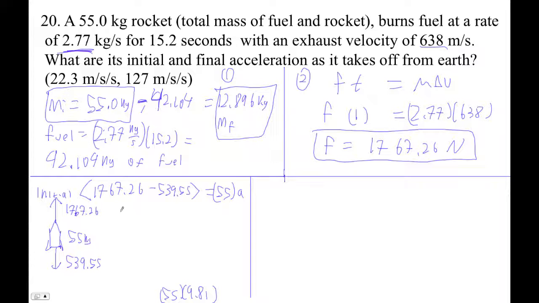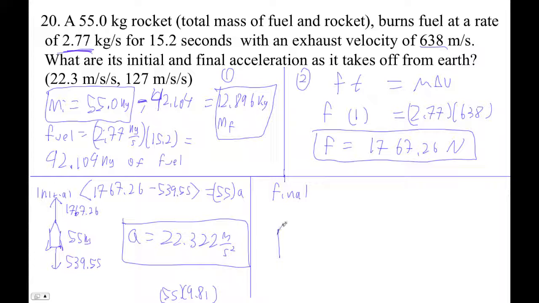Okay, here we go. This is exciting. This guy minus this guy, divided by 55. 22.322, so the acceleration is 22.322 meters per second squared. Okay, now we can find the final.